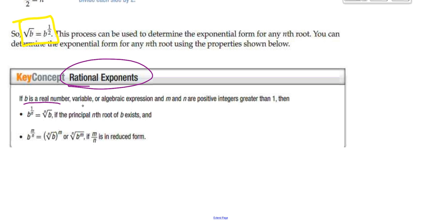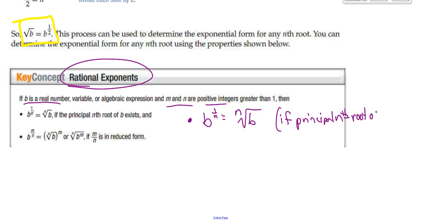So if b is a real number, variable, or algebraic expression, and m and n are positive integers greater than 1, then here's what we get. This first bullet is that b to the 1/n is equal to the nth root of b, and I'll put in parentheses, if the principal nth root of b exists. So, if this all works out.